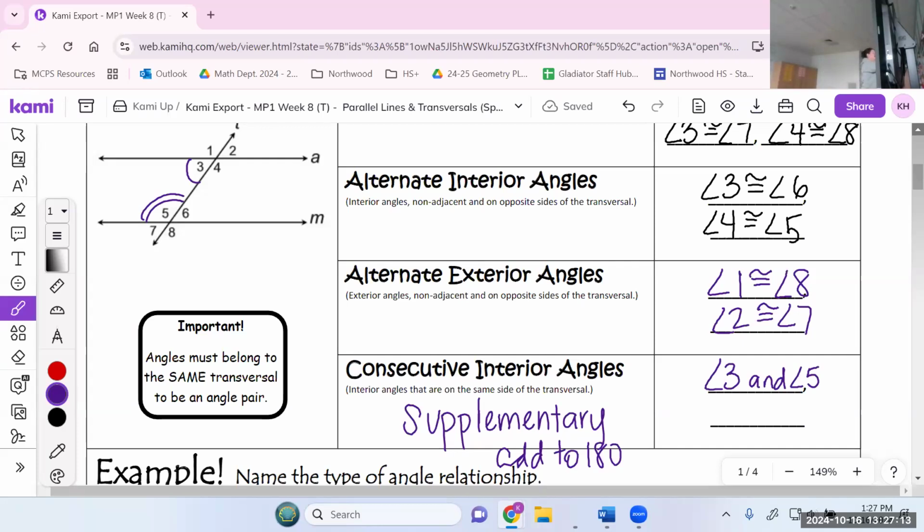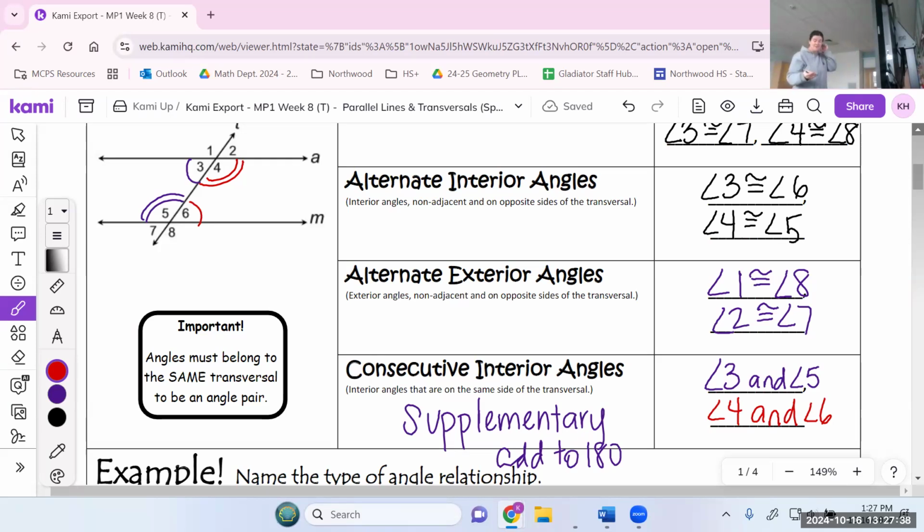And I'm going to do this. The other side, just changing my color just to keep it fresh. But angle 4 and angle 6, right? Angle 4 and angle 6. Those are going to be consecutive because they are next to each other. They're going to add to 180, which is helpful. And I happen to mark them correctly.